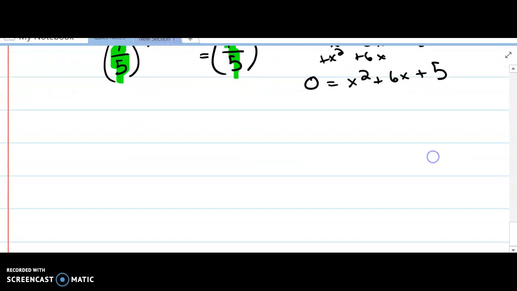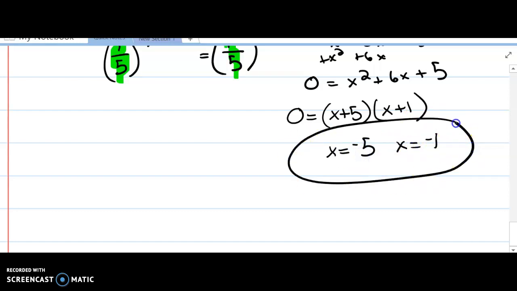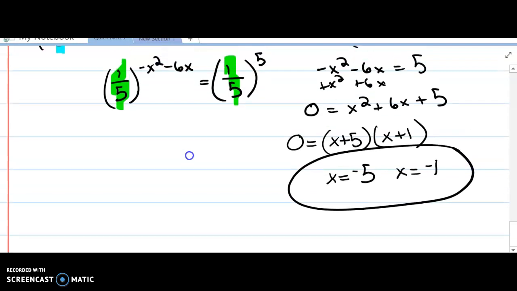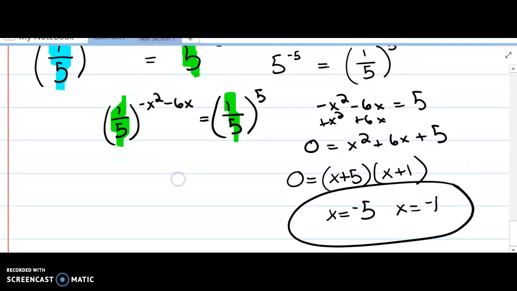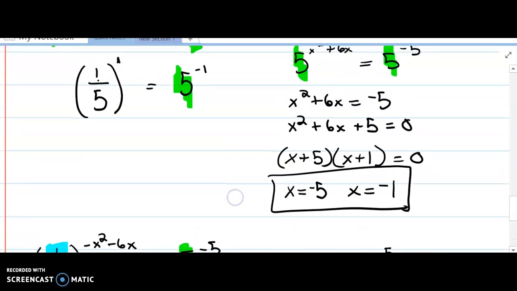Then I can factor this. I get 0 is equal to x plus 5 times x plus 1. Set both of those equal to 0. We get x is equal to negative 5, and x is equal to negative 1. So it does not matter which base you change. As long as you can get them to become the same base using exponent rules, then we're all good.